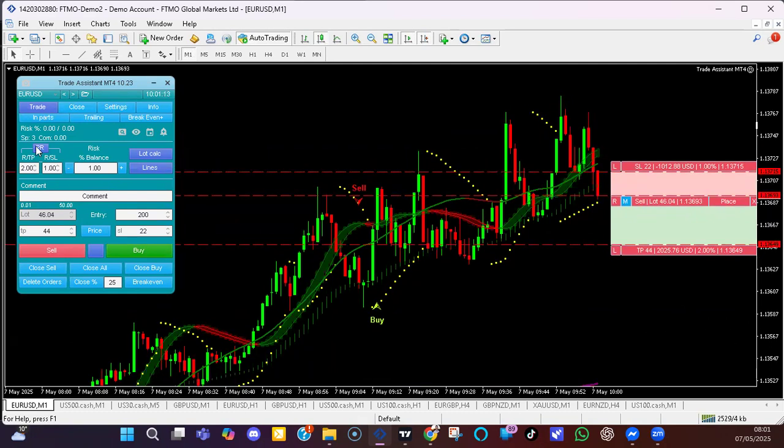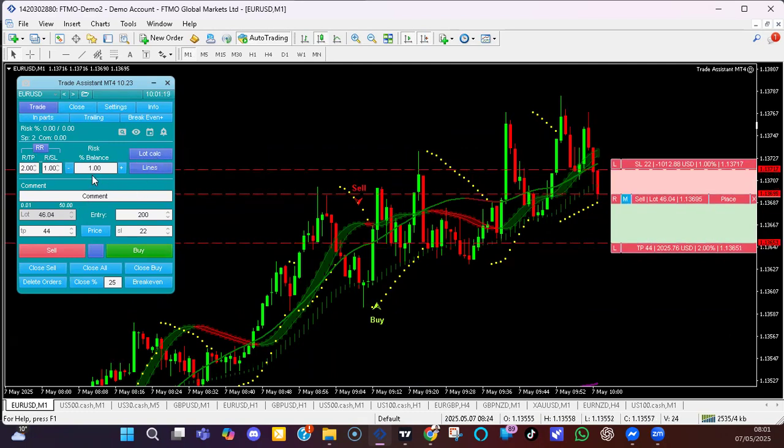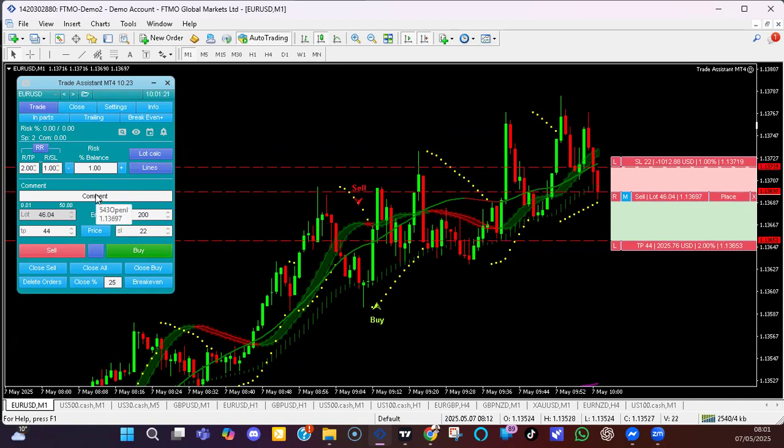Like I said before, make sure you've got your risk to reward in purple, your lot calc in purple, all important 1%. Don't risk any more than 1% per trade.